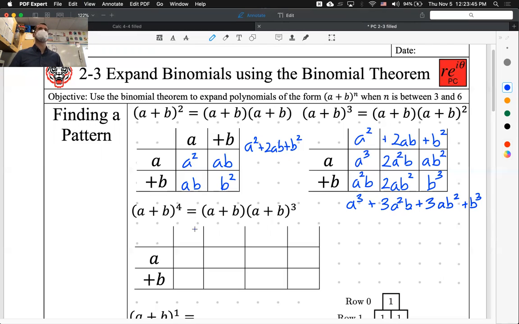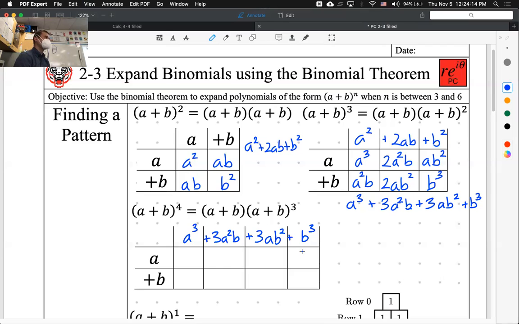Did you get the notes? Yeah, go for it. So I have a cubed plus 3a squared b plus 3ab squared plus b cubed. Whew. And this is only to the power 4. We have to get all the way up to the power 6. And in theory, to any power. We're finding a pattern that works for any power.